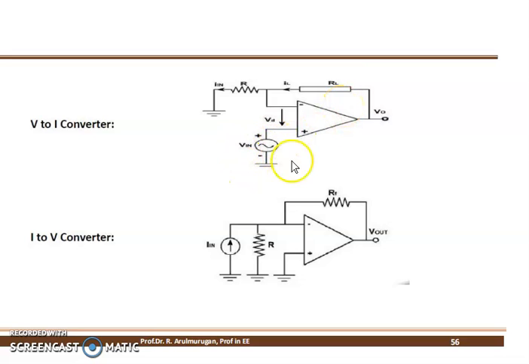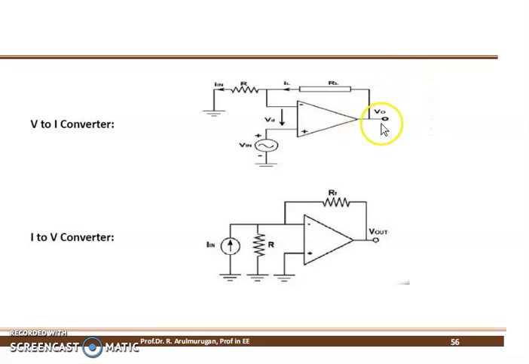Second one is the source. I am going to use the voltage source. The voltage source is connected to either the plus terminal or the minus terminal. That is your wish. If I connect it to the plus terminal, it is called non-inverting, with no phase shift. Suppose I connect the source to the minus terminal, it is a 180-degree phase shift. This is point number 2.